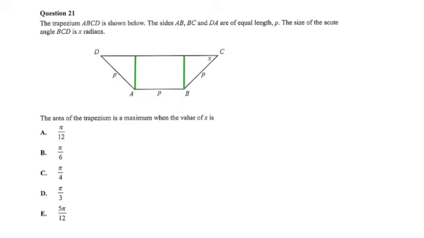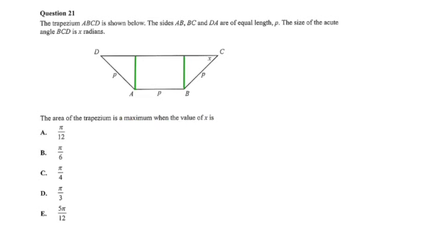The sides AB, BC, and DA, okay, they're all of length P. The size of the acute angle BCD, which is here, is shown as x radians. The area of the trapezium is a maximum when the value of x is.